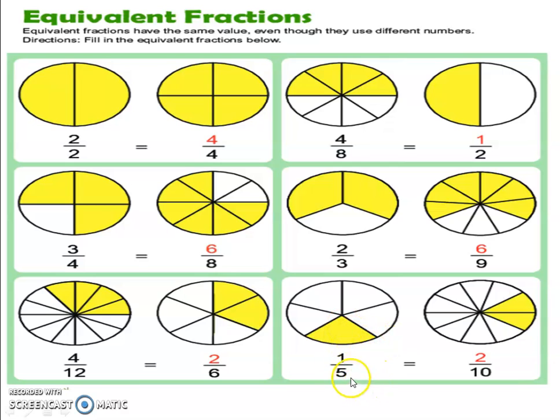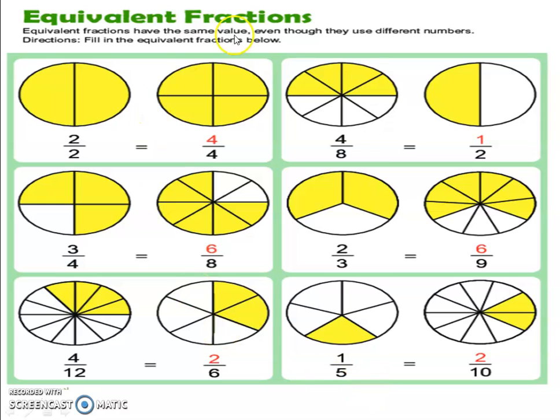So 5 parts are there, we choose 1, that is 1 upon 5. If 10 parts are there and we choose 2 parts, that is 2 upon 10, it is exactly 1 upon 5. That is why equivalent fractions mean fractions that have the same value even though they have different numbers. So fill in the equivalent fractions below.